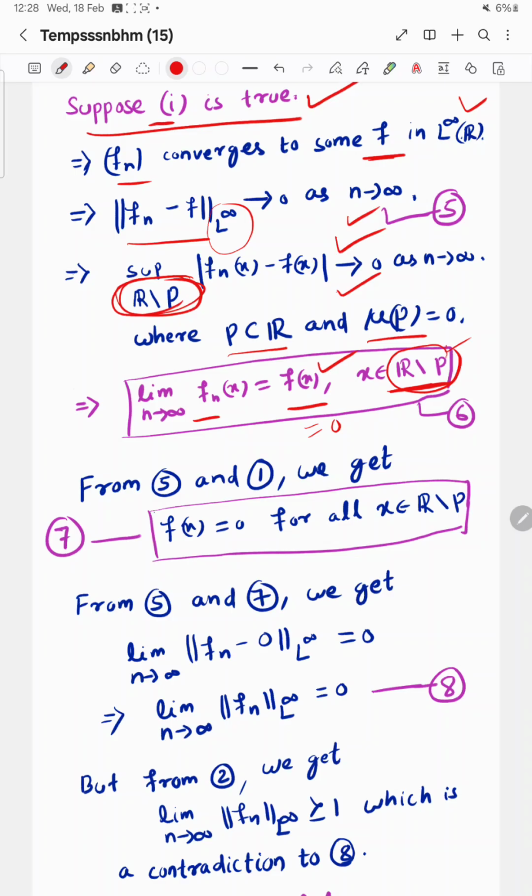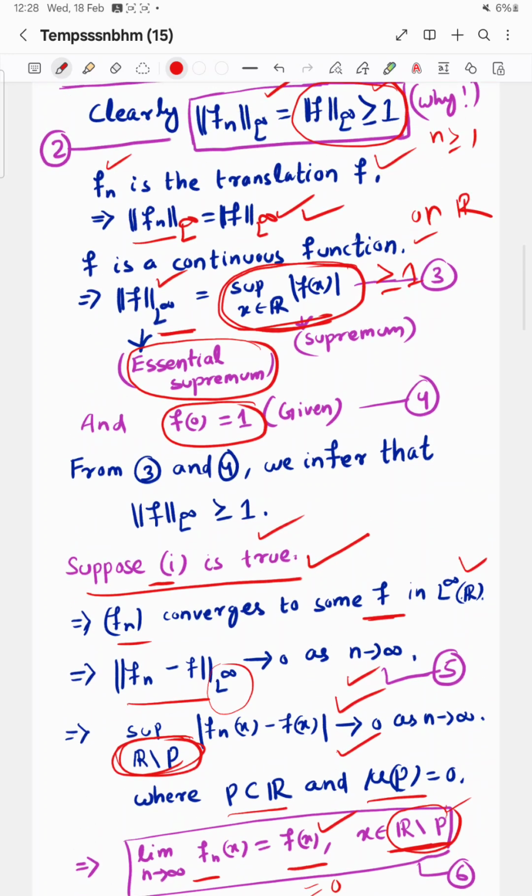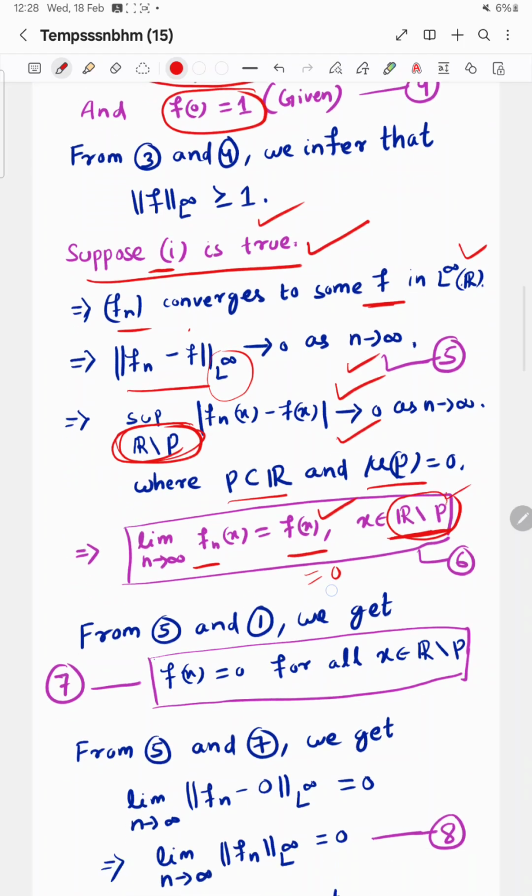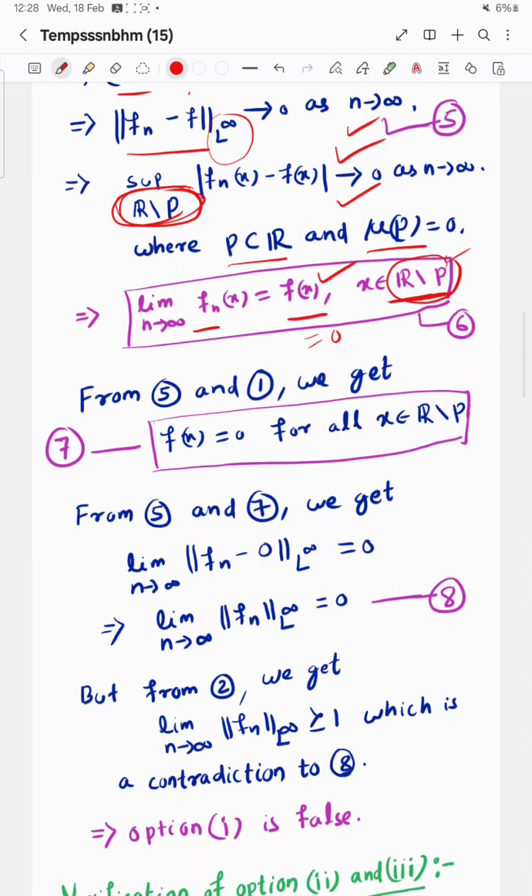So in equation 5, in place of f you can put f equal to 0, because we have established that f is almost everywhere 0. By putting that zero function in equation 5, you reach this conclusion, which implies that the limit as n tends to infinity of the L infinity norm of f_n converges to 0. So we get this equation 8.